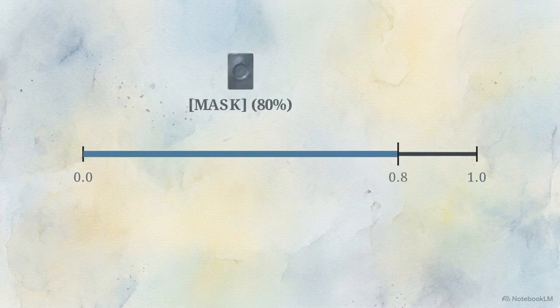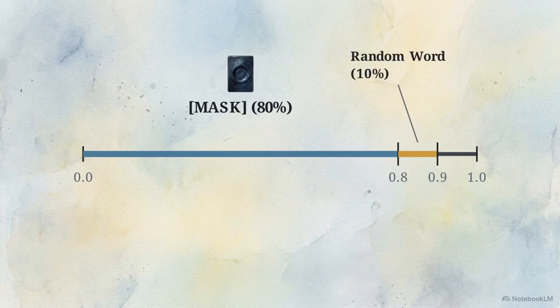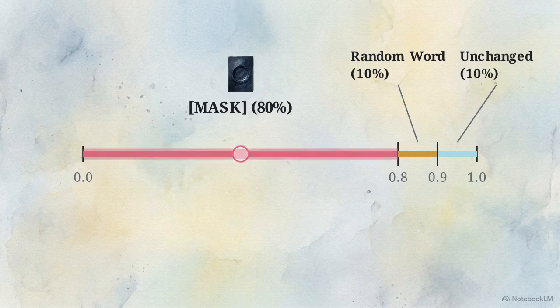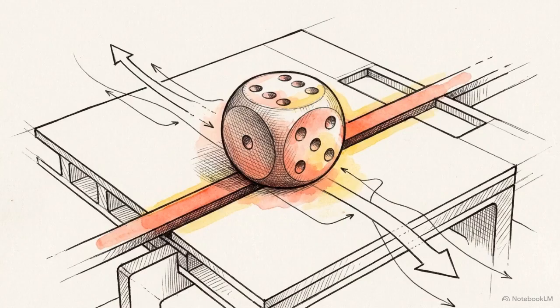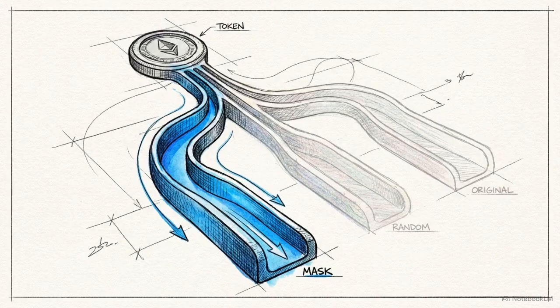Of the 15% chosen for prediction, 80% are replaced with the mask symbol, 10% are replaced with a completely random real word from the vocabulary, and the final 10% are left as the unchanged original token. This is computed via a single uniform random draw evaluated against fixed thresholds. It is one roll of the dice per position, ensuring the outcomes are mutually exclusive.